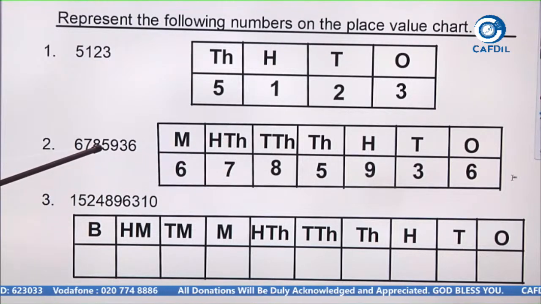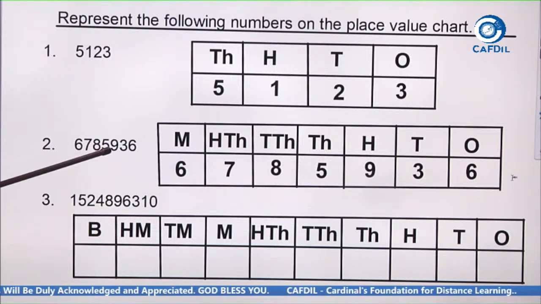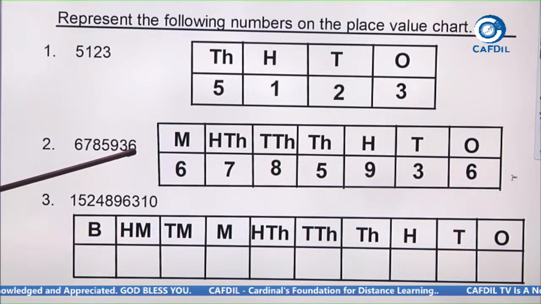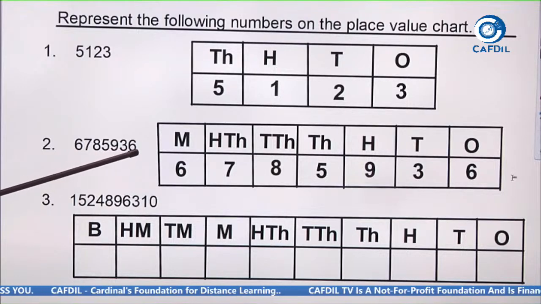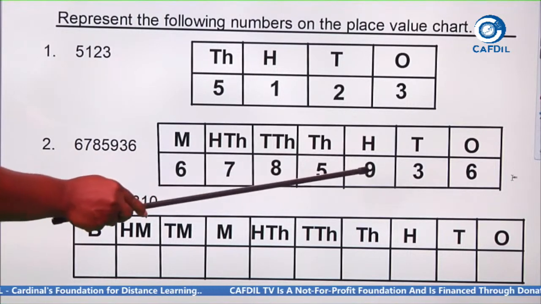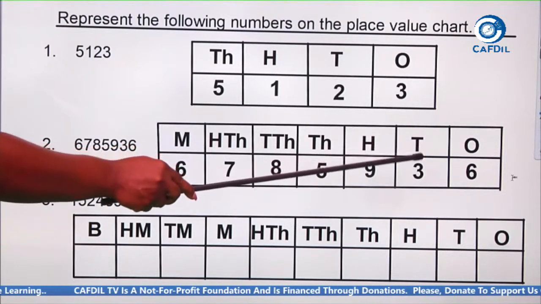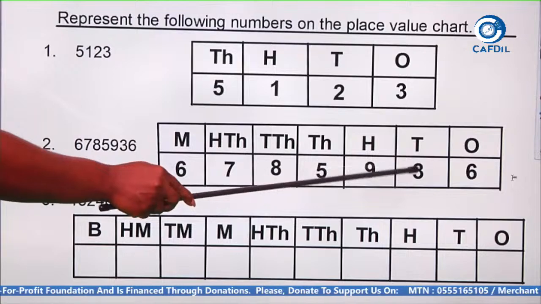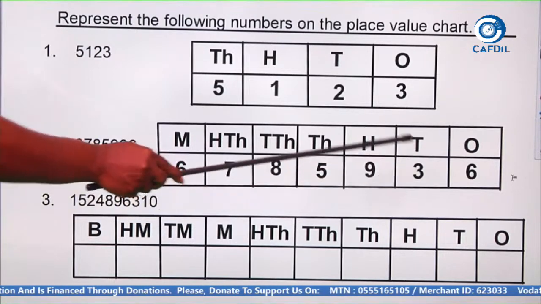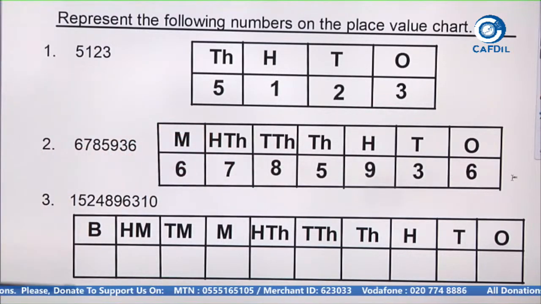8 with 4 zeros will be 80,000. And then we have the 5. How many zeros? 1, 2, 3 is 5,000. And the 9 with 2 zeros is 900. We have 3 with 1 zero is 30, so it will be under the tens column. 3 tens is 3 times 10, which is 30. And our last digit, which is 6, is under the ones column.